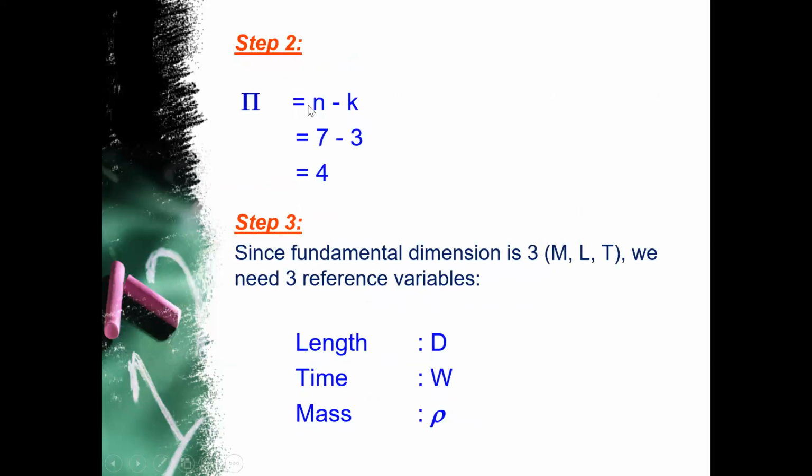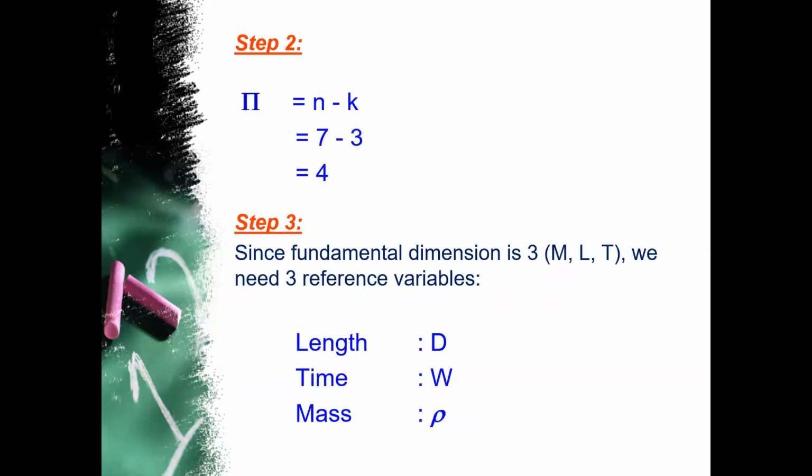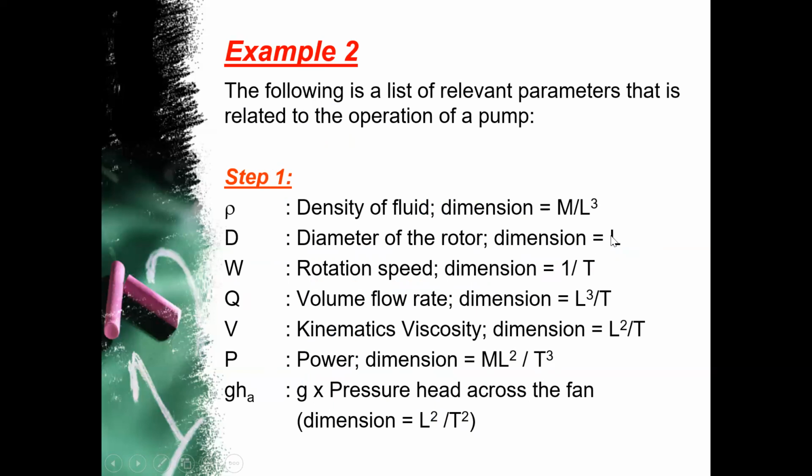Same thing, step one. We have n minus k. This will be the number of dimensionless groups possible. The pi means the number of dimensionless groups possible. We can have 4 here. And the fundamental dimensions, we usually have these 3, MLT. So we need to choose the reference variables. How do we choose this? Of course, we pick the easy one. For length, which one to choose? Of course, the easier one, diameter, because it has only one dimension.